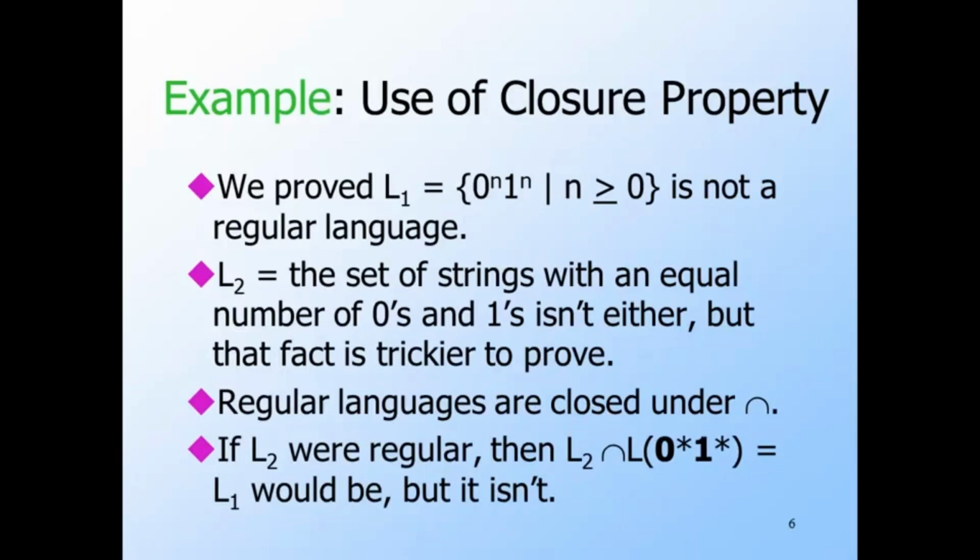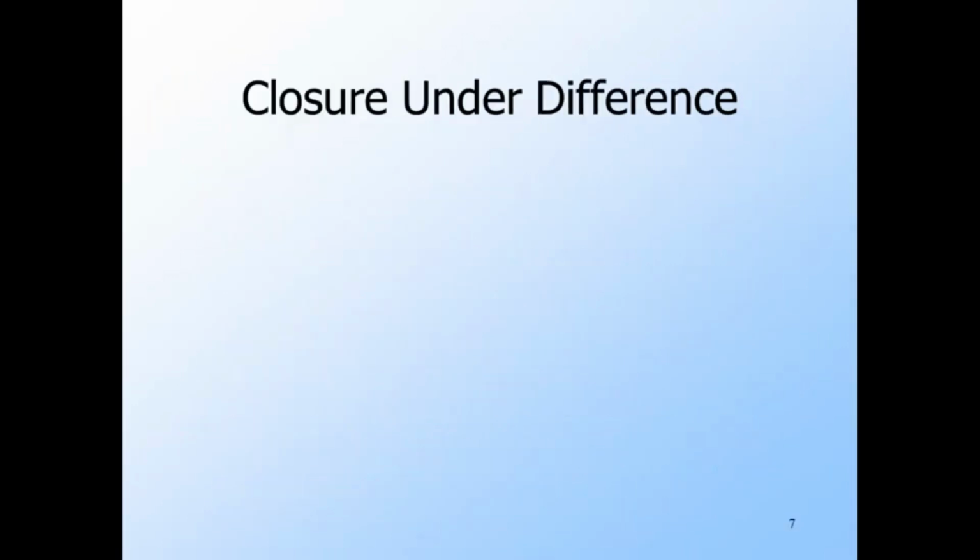It is L1 because L2 forces the number of zeros and ones to be equal, while the language of 0 star 1 star forces all the zeros to precede all the ones. Set difference is another operation under which regular languages are closed.